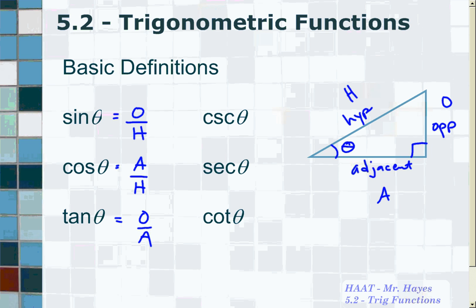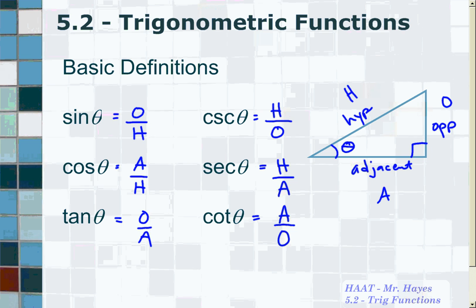For cosecant, secant, and cotangent, those are actually going to be the reciprocals. So cosecant is the hypotenuse over the opposite. Secant is the hypotenuse over the adjacent, and the cotangent is the adjacent over the opposite. That's why I call these the cousin functions, because sine and cosecant are related, secant and cosine are related, and tangent and cotangent are related. They're just going to be reciprocals of each other.